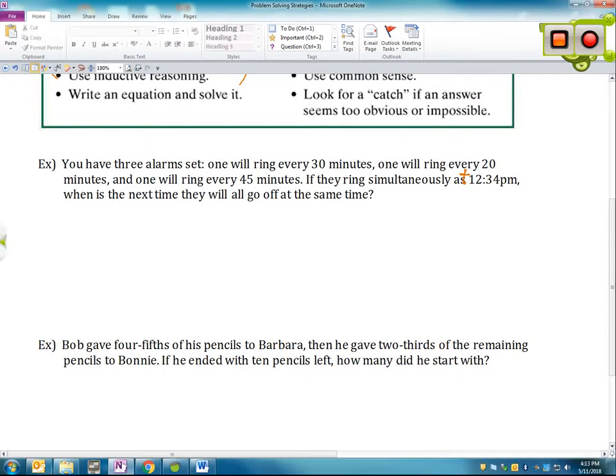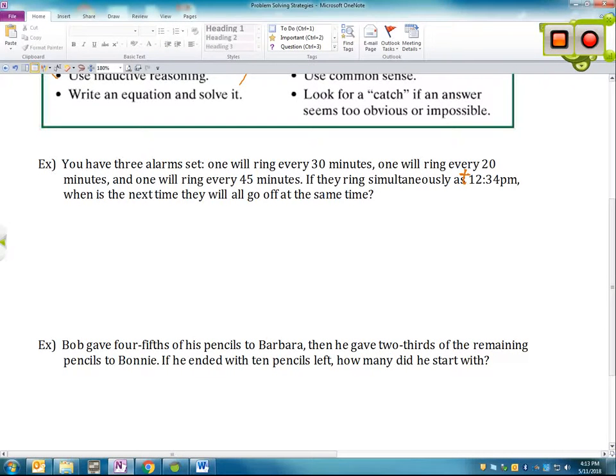So for this one, my suggestion would be to start with a table. So we're going to make a table of when each of the 3 alarms ring, and then hopefully my table won't be too terribly big, and I'll run into a time when they overlap.